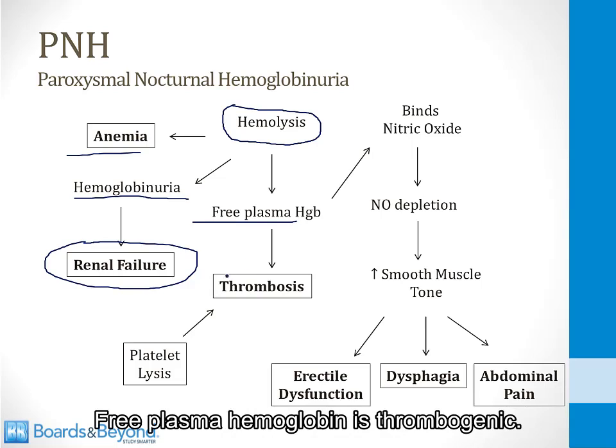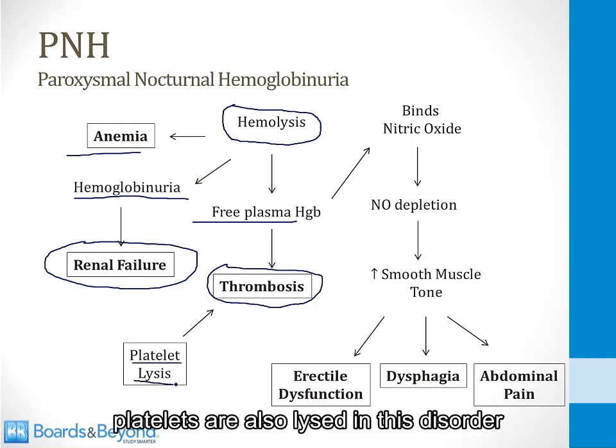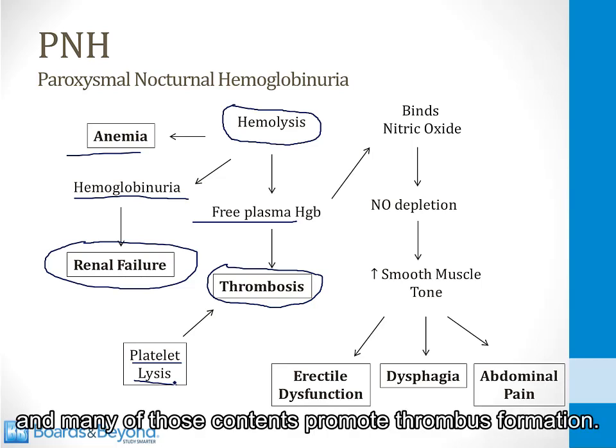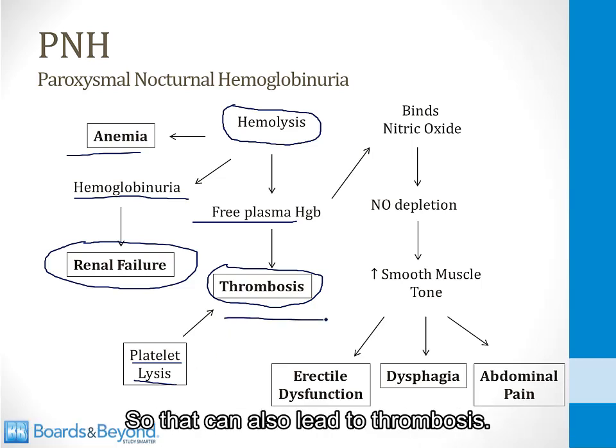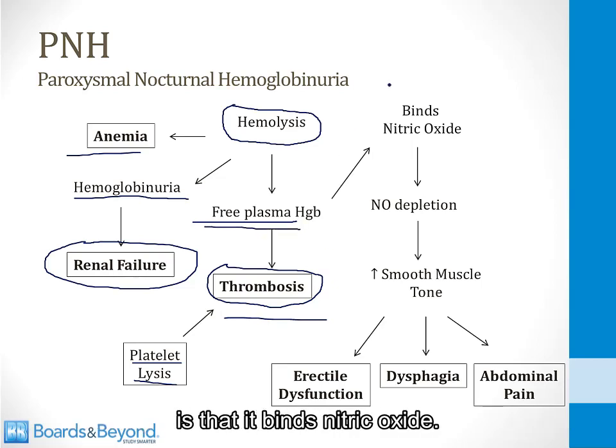Free plasma hemoglobin is thrombogenic, so this can lead to thrombosis. In addition, as I told you before, platelets are also lysed in this disorder by the complement system, and so they can spill their granule contents, and many of those contents promote thrombus formation, so that can also lead to thrombosis. Another problem with the free plasma hemoglobin is that it binds nitric oxide.